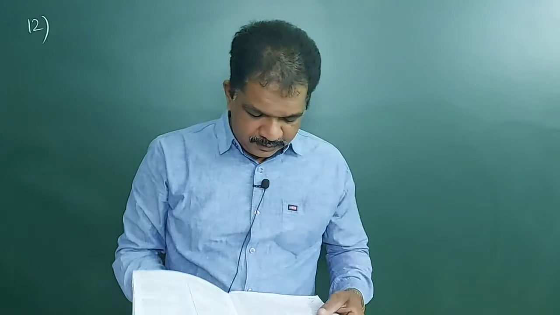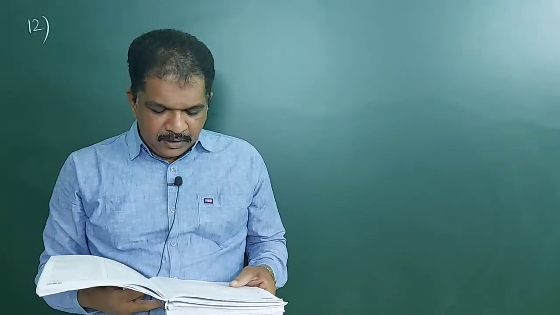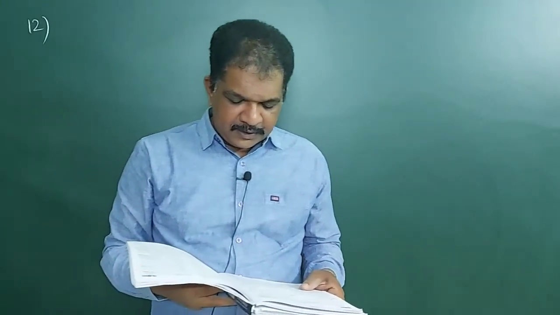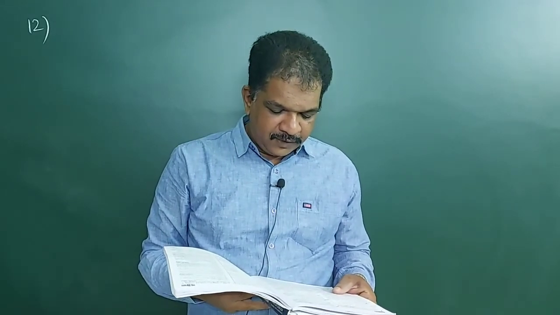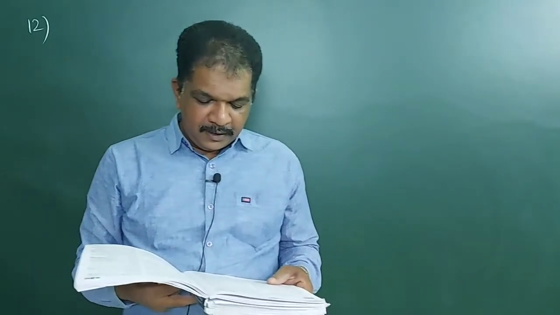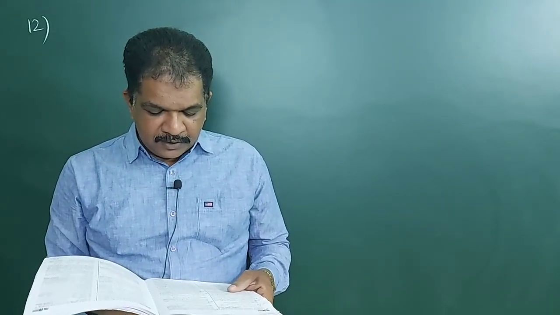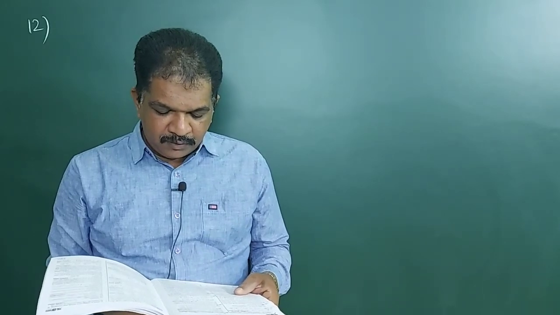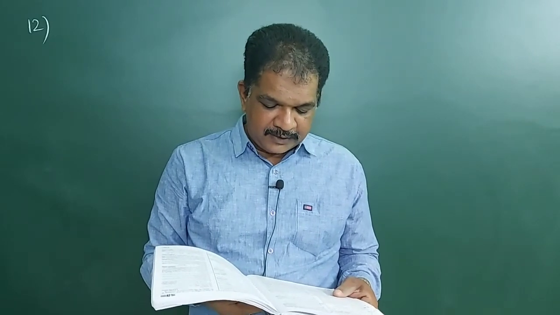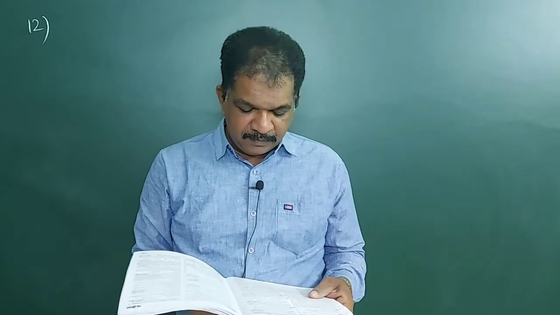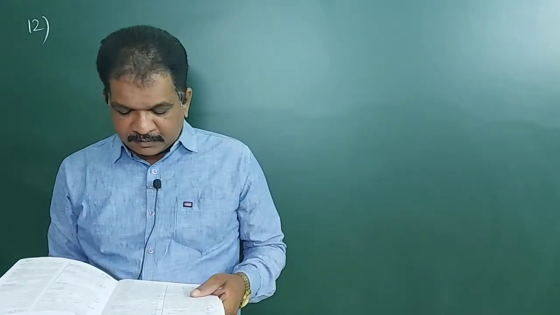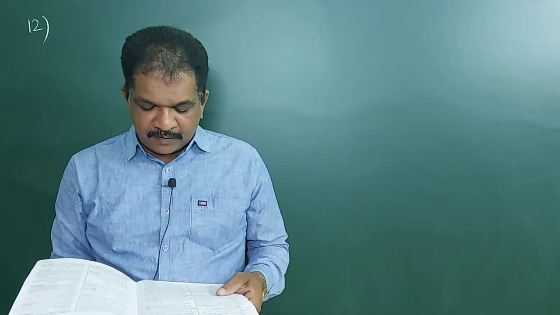What they are asking: a body of mass m is attached to the lower end of a spring whose upper end is fixed. The spring has negligible mass. When the mass is slightly pulled down and released, it oscillates with a time period of 3 seconds. When the mass m is increased by 1 kg, the time period of oscillation becomes 5 seconds. The value of m in kg is.